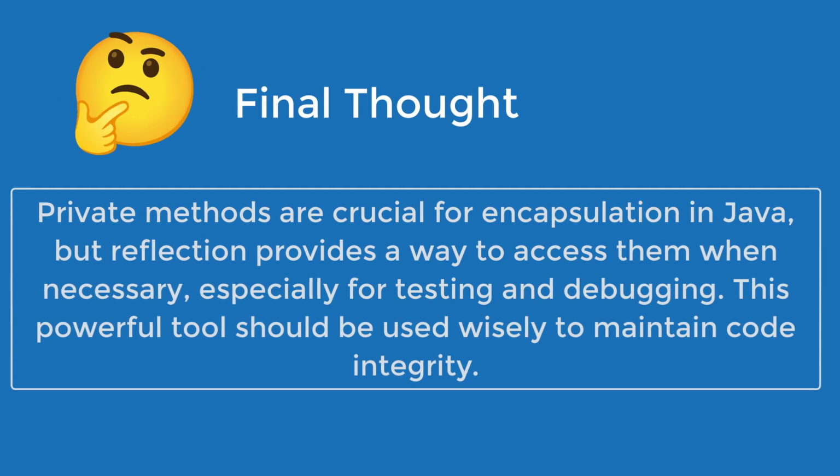Private methods are crucial for encapsulation in Java, but reflection provides a way to access them when necessary, especially for testing and debugging. This powerful tool should be used wisely to maintain code integrity.